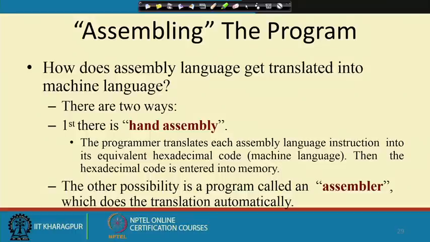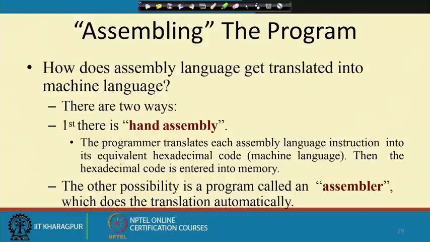So, this is the way the hand assembly used to be done, and naturally this is error prone. While doing this operation, I may make some mistake in looking into the proper mnemonic and all that, and the possibility of error is more. And then entering that hexadecimal program into the computer system becomes another headache. So, that way it is error prone.